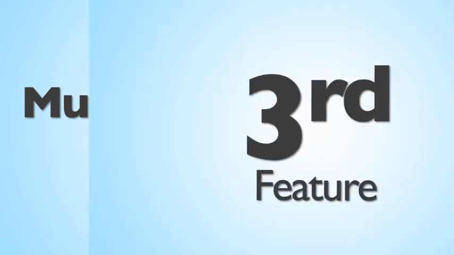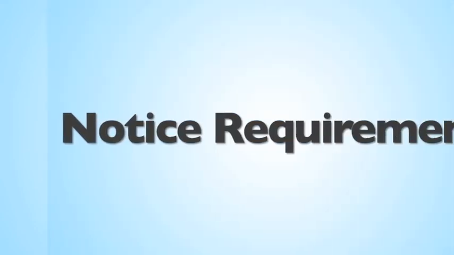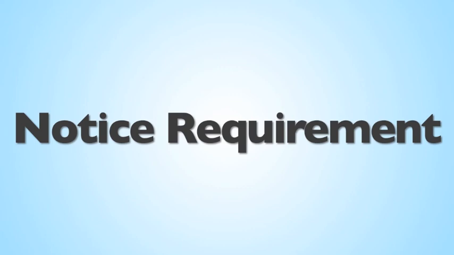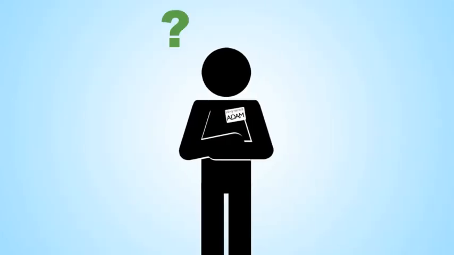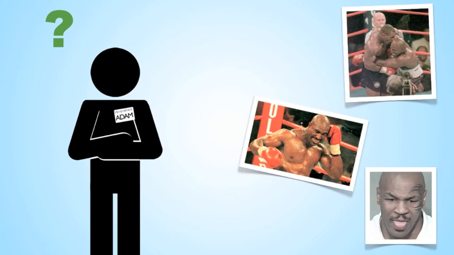The third feature of Rule 404B is a notice requirement. In a criminal case, upon the request of a defendant, the prosecution must provide reasonable notice to the defendant about the general nature of any such other act evidence. The goal here, obviously, is to give a defendant a chance to prepare and know in advance what he or she is facing at trial.